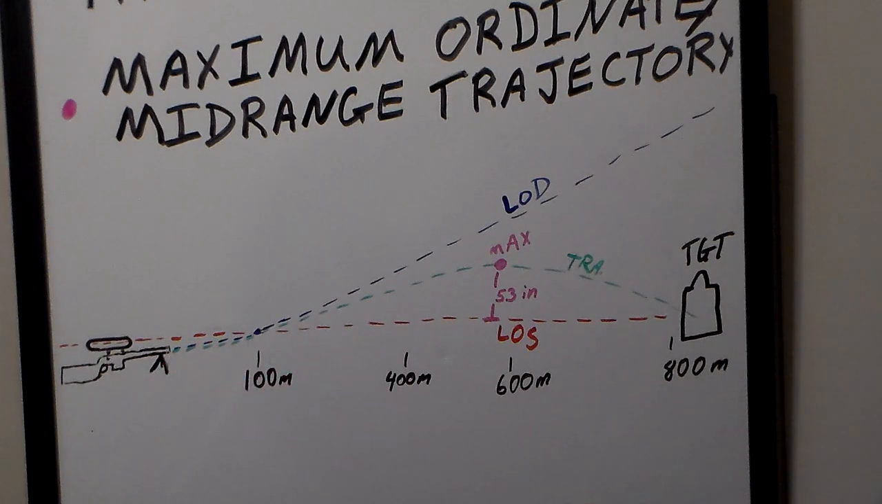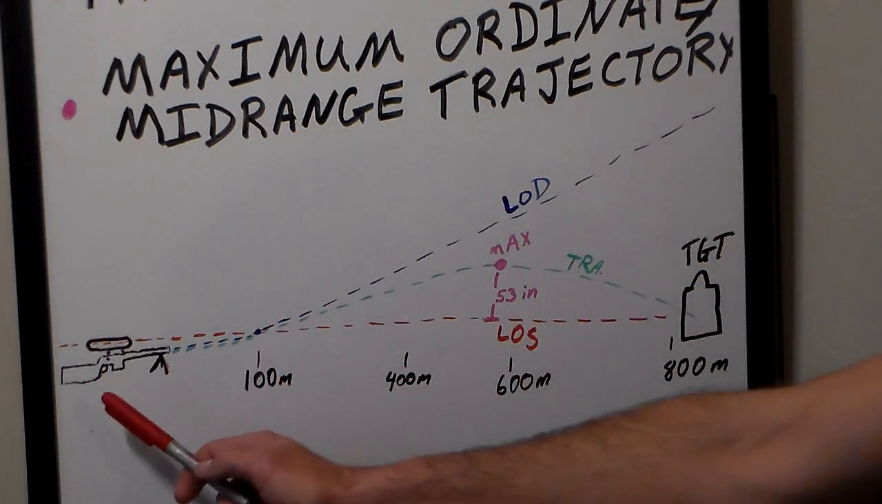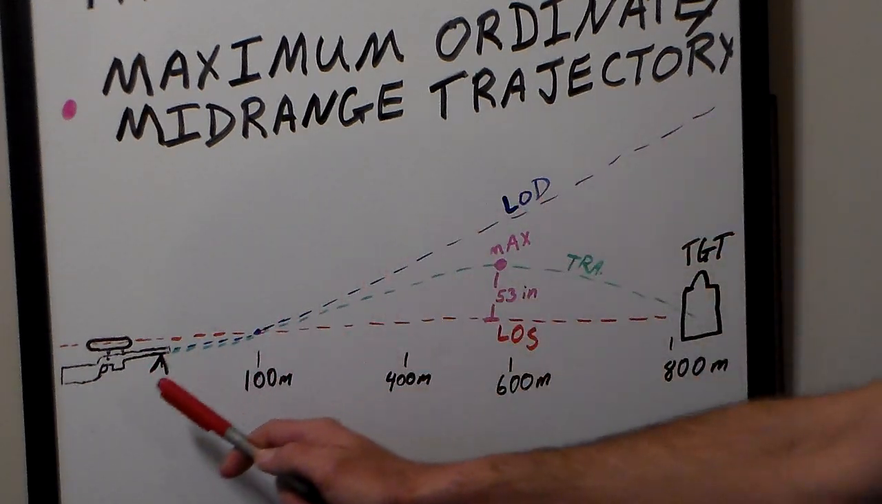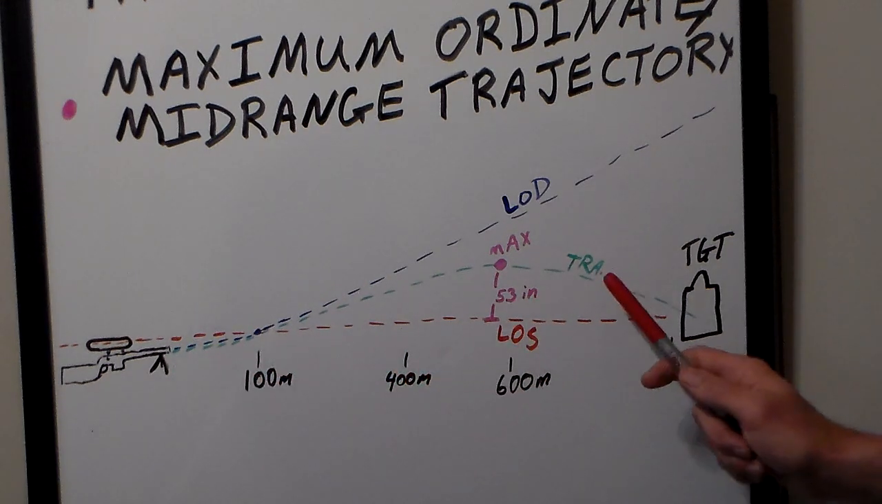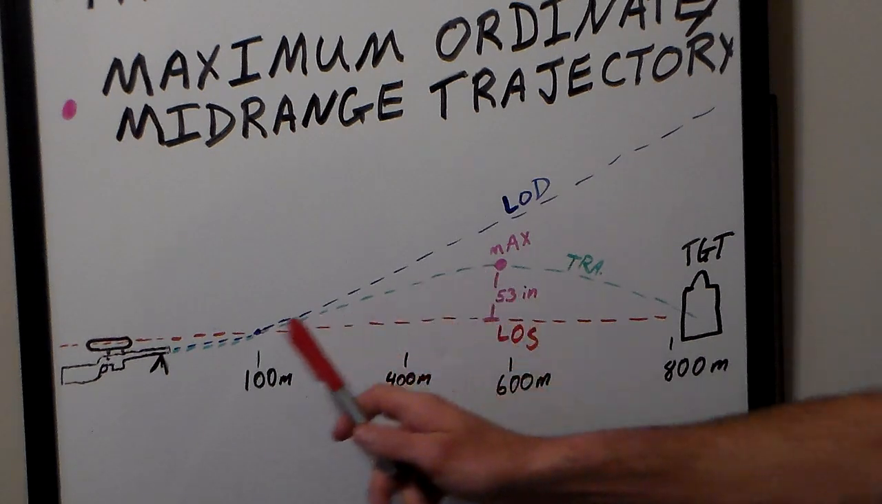But with gravity, it affects that bullet. It's going to pull it towards Earth. Okay, so this line of departure is where your bore is lined up with. Okay, the next one we're going to talk about is your trajectory, and it's this green line here.